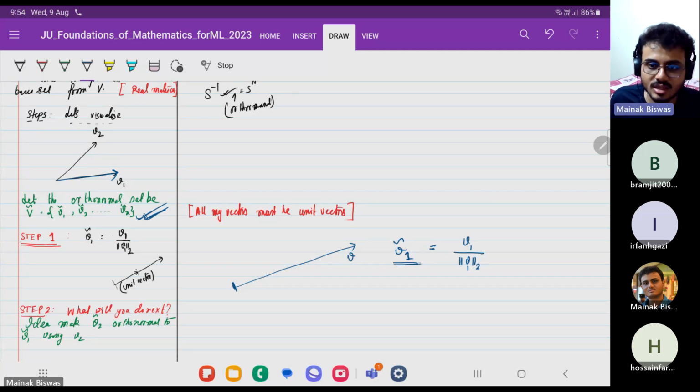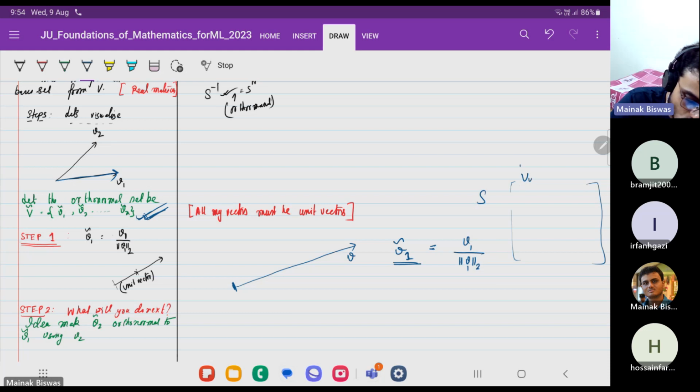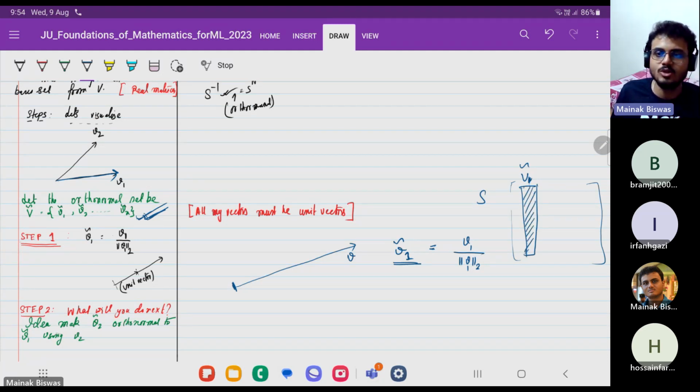So how will I work with v1? Say I have this. I have a placeholder s where I'm storing v1 tilde. So you are writing a program and you stored your v1 tilde over here. Next, I want to fill the v2 tilde, which I'll get from v1 and v2. So how will I get that?